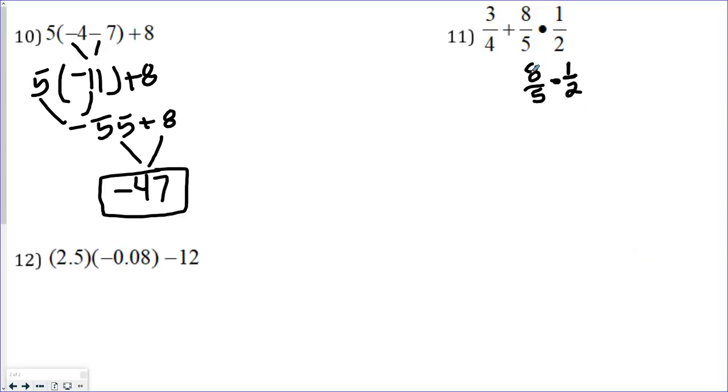Now when I do my multiplication here, I'm going to cancel. So I'm going to cancel this 8 and this 2 by dividing by 2. And so I get 4/5 times 1 essentially, which is just 4/5 plus 3/4.